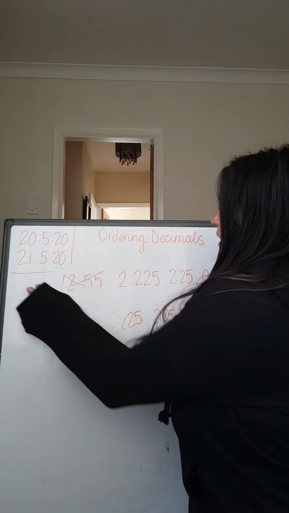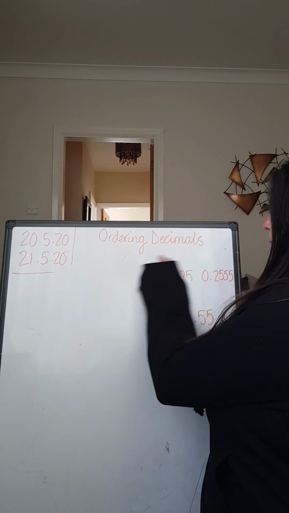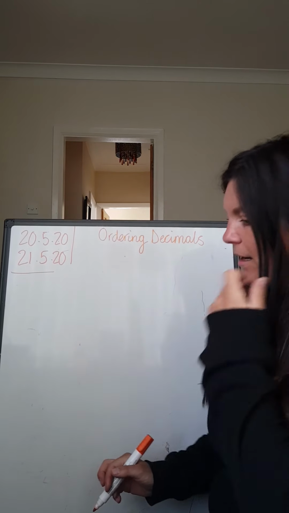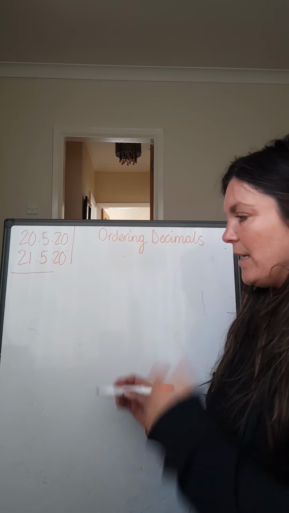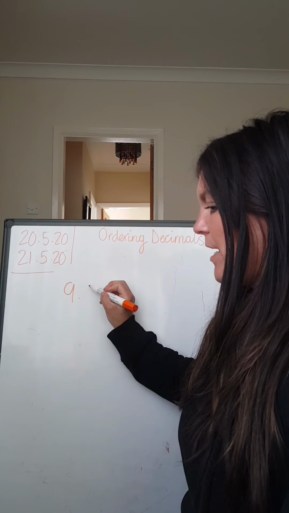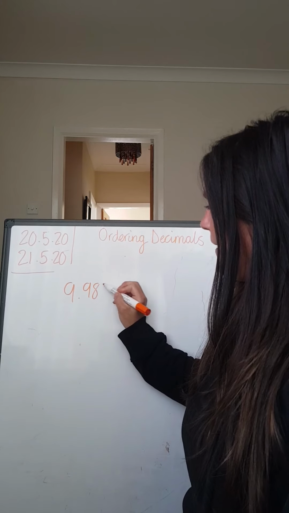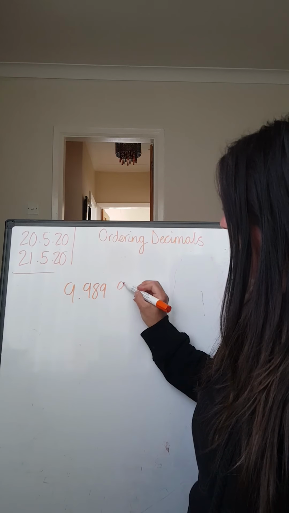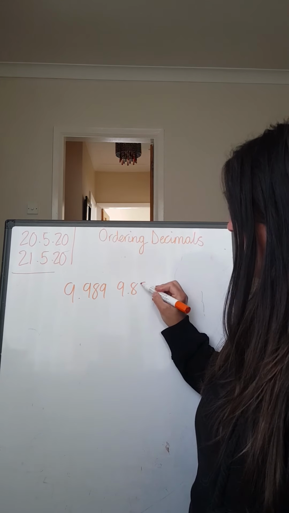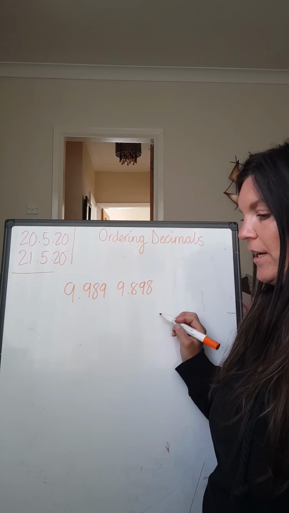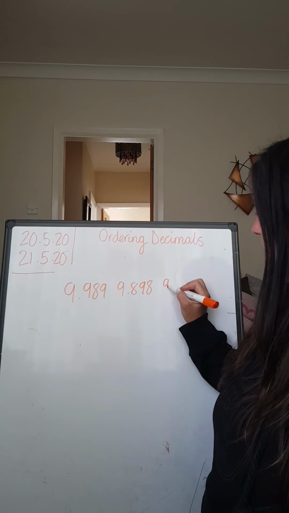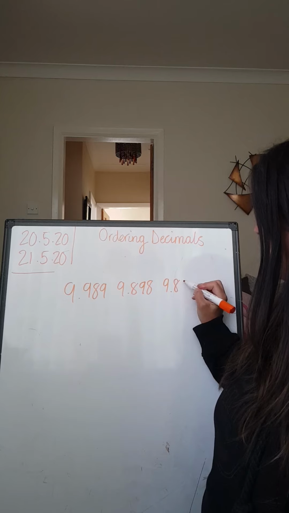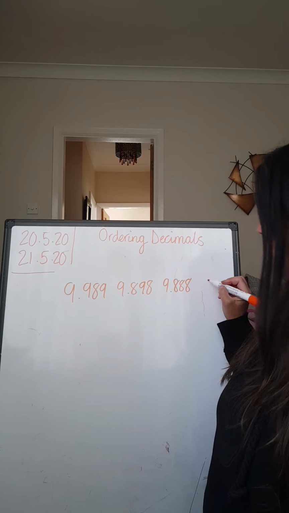I think everyone's pretty capable of doing those ones. Just thought I'd check because I did put some sneaky ones in. So I'll do the last challenge. 9.989. And then we've got 9.898. Oh, that's how it's tricky. There's lots of 9s and 8s. Then I've got 9.888. And I've got 19.99.